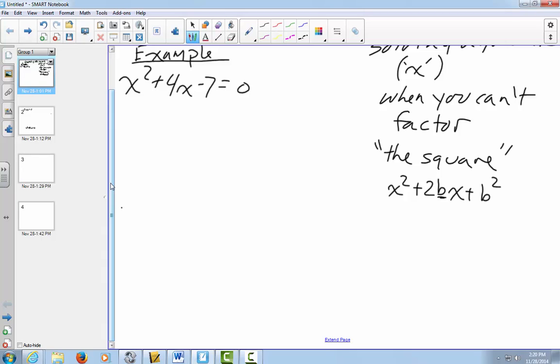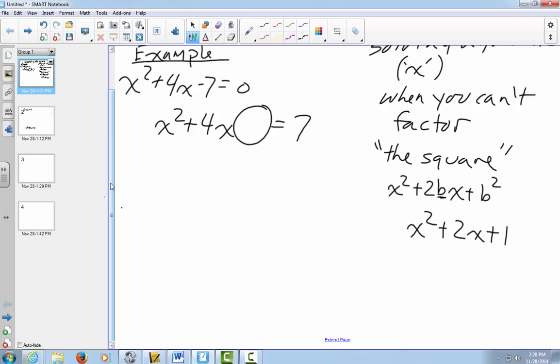So the first thing I'm going to do is add 7 to both sides. So I have x squared plus 4x equals 7. Now to complete the square, I need to figure out something to go here. When I mean the square, I want a perfect square trinomial, something of the form x squared plus 2x plus 1, because that equals x plus 1 squared, or x squared plus 6x plus 9. That is x plus 3 squared. Perfect square trinomials. So, how can I do that?